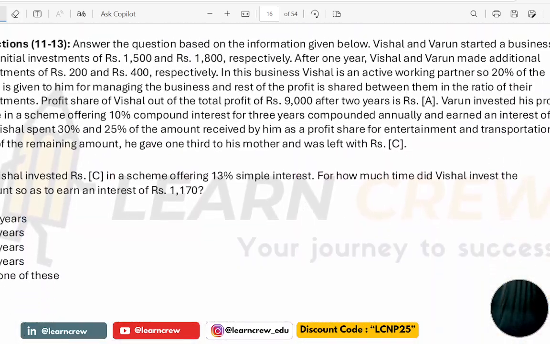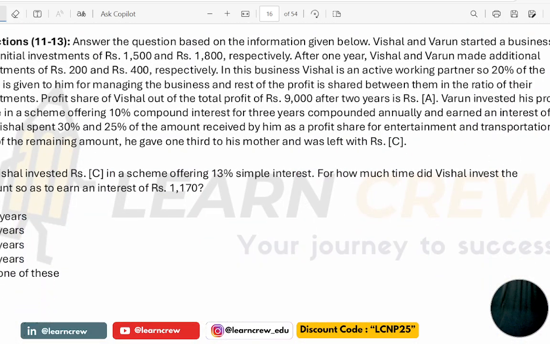Now question number 13. Vishal invested C rupees in scheme C, offering 13% simple interest. For how much time did Vishal invest the amount so as to earn an interest of 1170?